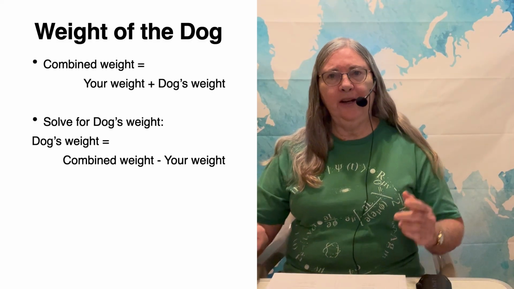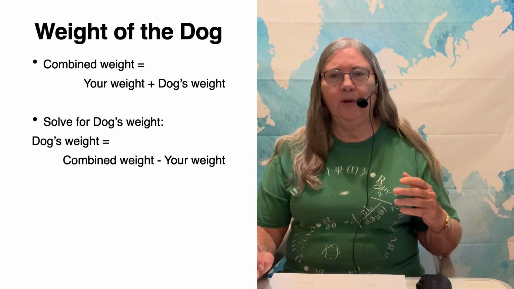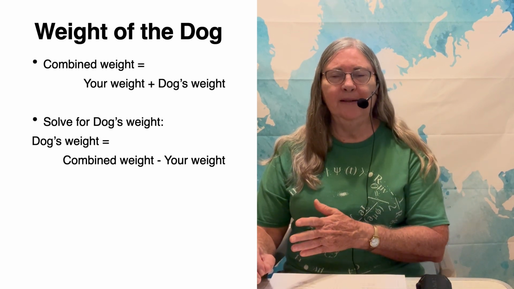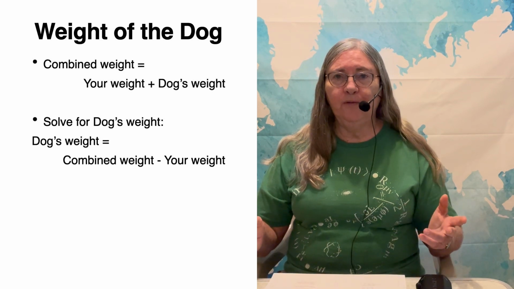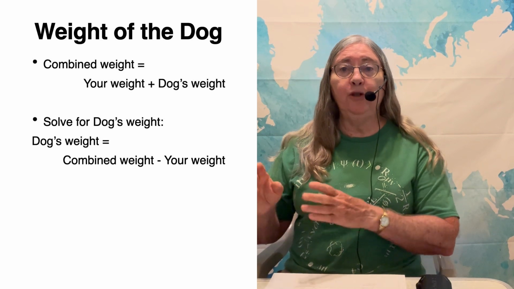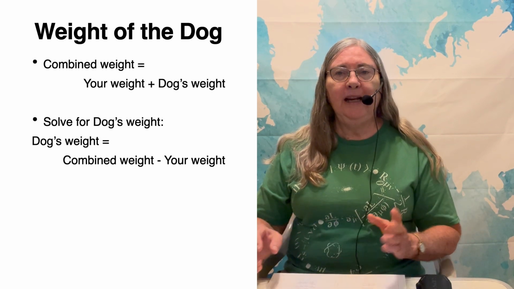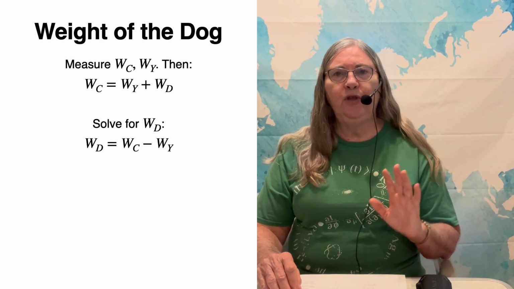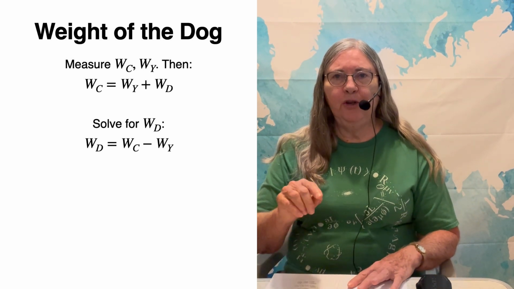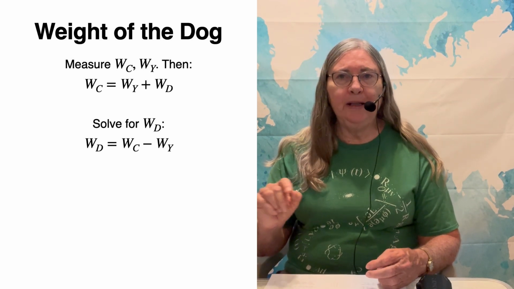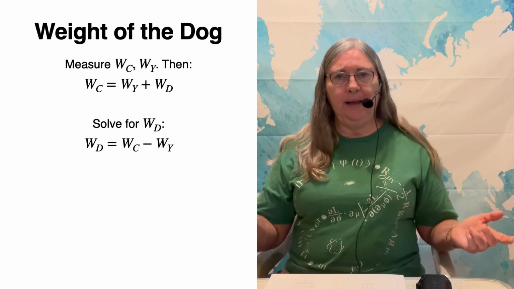So we can write that out as an equation: the combined weight equals your weight plus the dog's weight. And so we can solve for the weight of the dog. The weight of the dog equals the combined weight minus your weight. Now, if we put that into symbols, it looks more like a physics equation. We'll use W to mean weight, and with a subscript C, that's the combination. The subscript Y means it's you, and the subscript D means it's the dog.